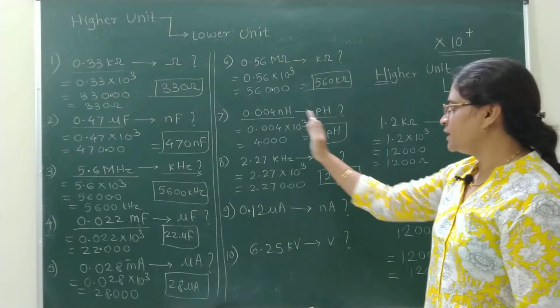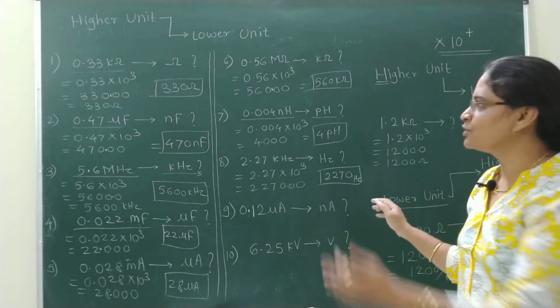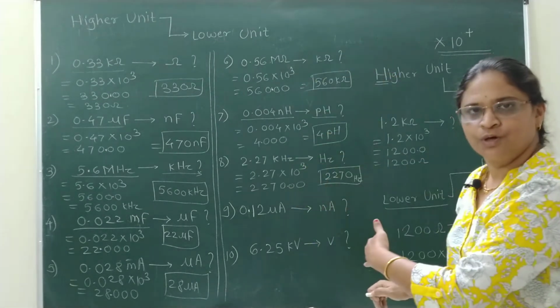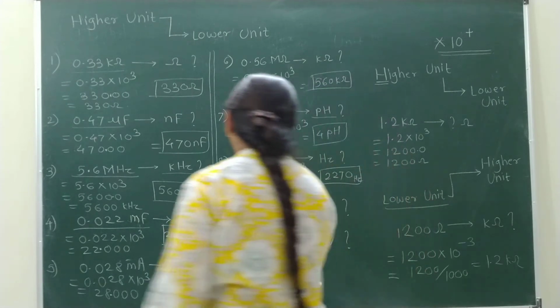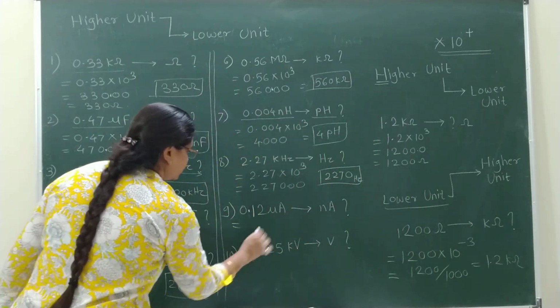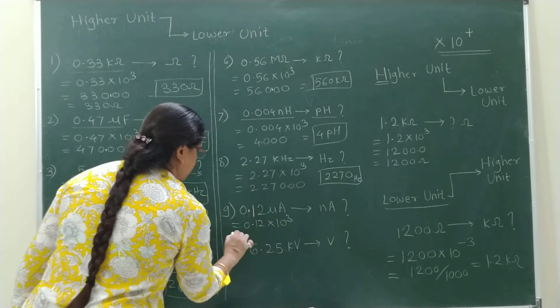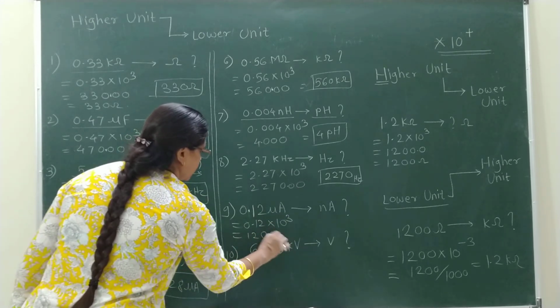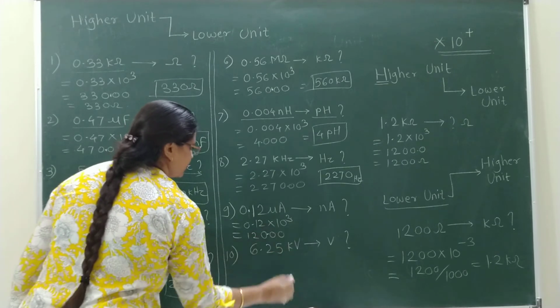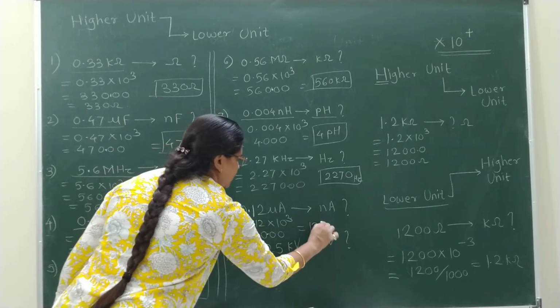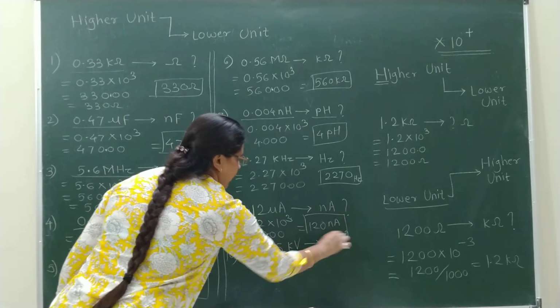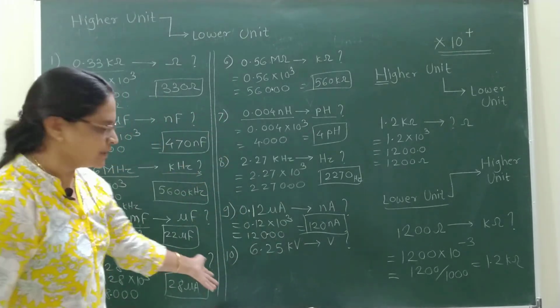So in this way, we are shifting the decimal point towards the right because we are converting from a higher unit to a lower unit. Now, 0.12 microampere into nanoampere. Again, 0.12 into 10 raised to plus 3. It becomes 1, 2 and 3 zeros, adjusting the decimal point, then it is 120 nanoampere. You can practice like this.